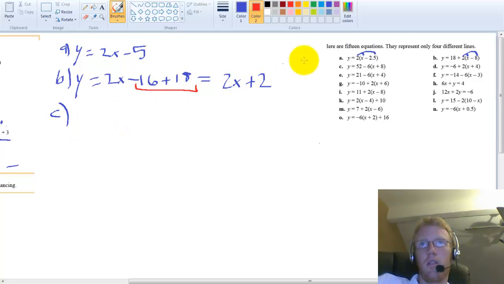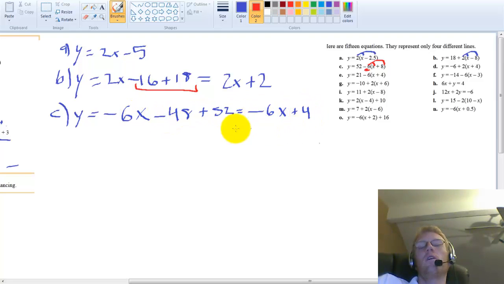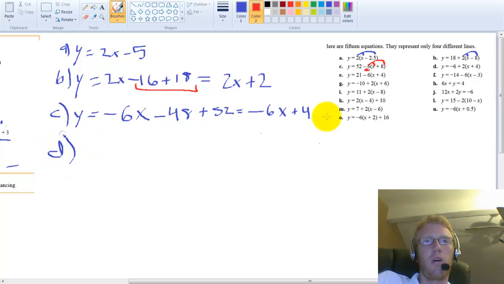Let's keep going. Here's C. I'm going to distribute this in here, and I'm going to distribute this in here. But notice, what I'm distributing is a negative 6. So I have negative 6x when I distribute the negative 6 into the x, minus 8 times 6 is minus 48. And then I have this original 52 plus 52. So that's giving me negative 6x. Negative 48 plus 52 is positive 4. So you guys also want to keep practicing your simple multiplication and simple addition of numbers that are relatively close to each other. Good practice. Okay, how about D?